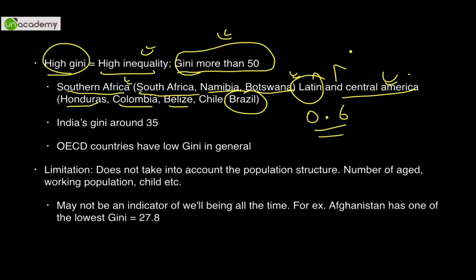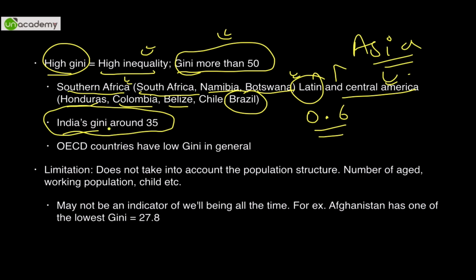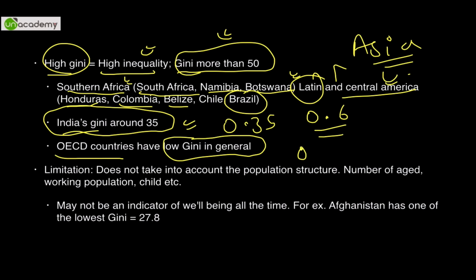Then Asia is also a very poor performer, especially Southern Asia. Now India's Gini is around 35. So it is considered a very good score of 0.35. Now OECD countries have some of the lowest Gini in the entire Earth. It ranges from 0.2 to 0.4.